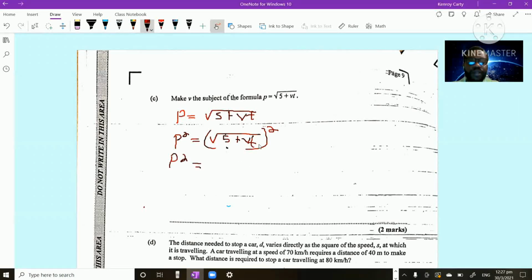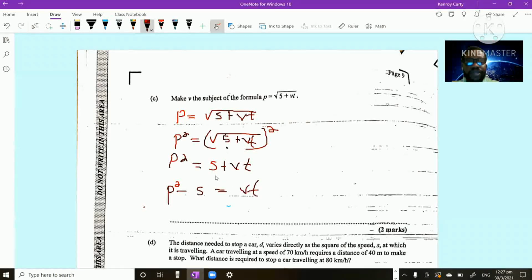But what is going to happen on the right is that the square will cancel the square root. So you have 5 plus VT. All right, what next? The 5 will go next because the VT is like a single term. So whatever is being added would have to go before I can move what is beside the V. Now it's a positive 5, and the 5 is being added to the VT, so I'm going to subtract it. So I'm going to have P squared minus 5 is equal to VT.